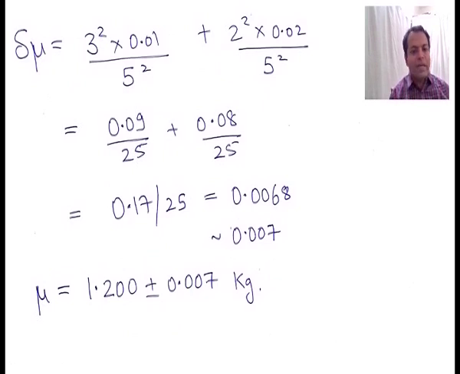Now that we have the expression for uncertainty in the reduced mass, we can plug in the values of m1, m2, delta m1 and delta m2. Having done that, we can obtain delta mu, which I have done here on this slide, and delta mu turns out to be 0.007 kilograms, and mu is 1.2 plus minus 0.007 kilograms.